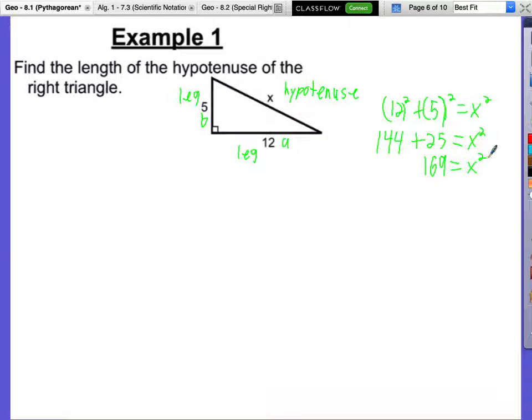169 equals x squared. You could also call it c squared. You could call it whatever, okay? Now, once we have 169 equals x squared, we want to know what actual x is. So how do we undo the square? We square root it. And just like whenever we add or subtract or multiply, we have to do it to both sides. The square root of x squared, those undo each other, so we're left with x. And what is the square root of 169? It's 13. It works out evenly. So the length of the hypotenuse of the right triangle is 13.